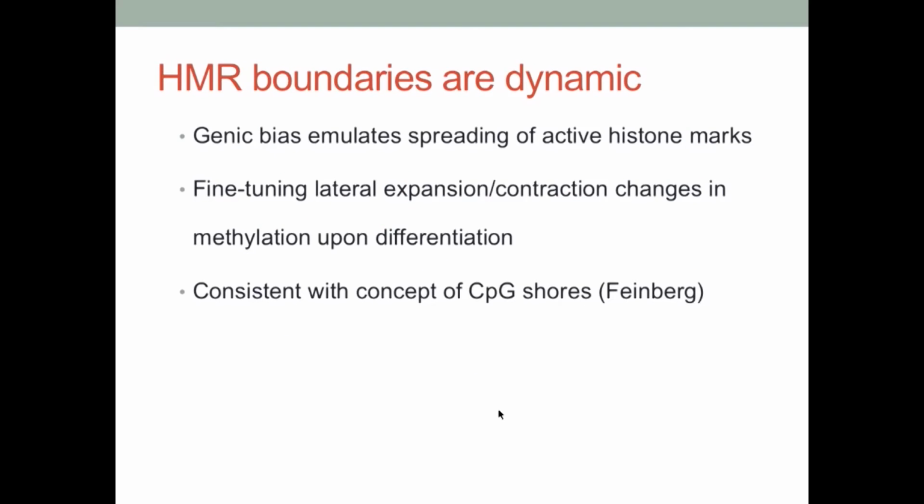But the points that I'm trying to drive home are that there's a genic bias that emulates the spreading of active histone marks where you have hypomethylation at TSSs. And this may be important for the fine-tuning of gene expression upon differentiation. And it is consistent with the concept of CpG island shores that was originally described by Andy Feinberg.